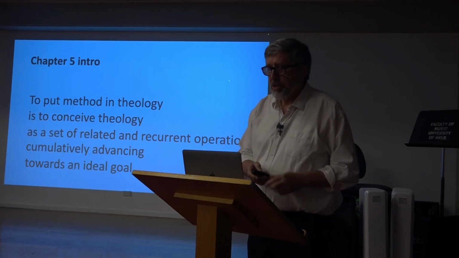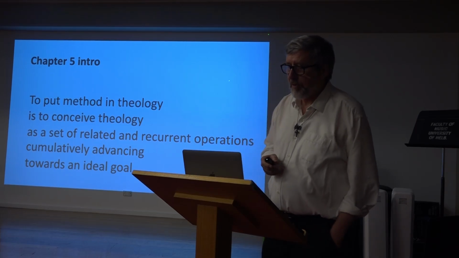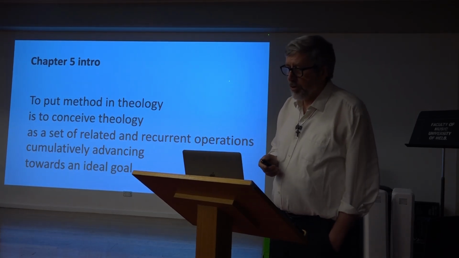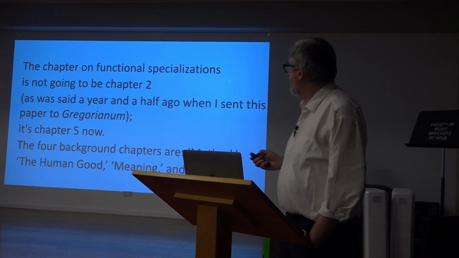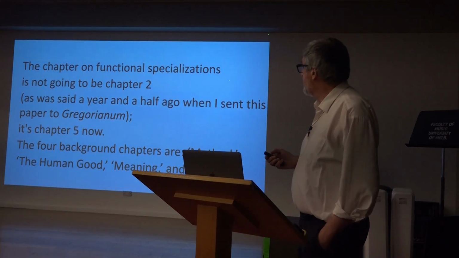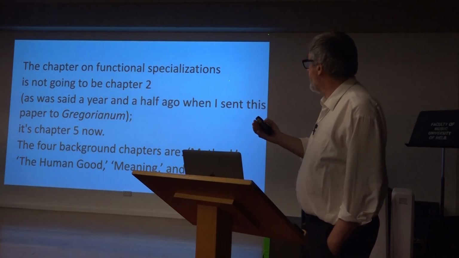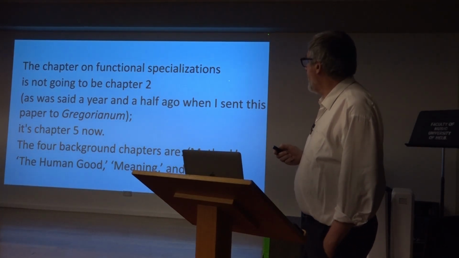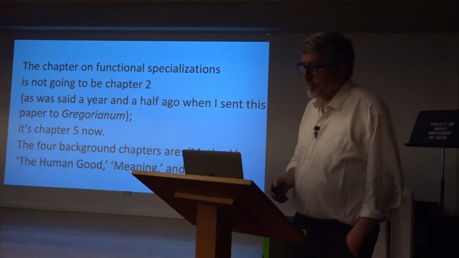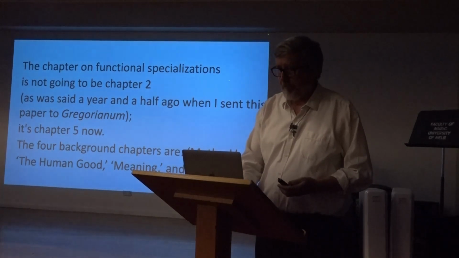Certainly Lonergan initially intended for this chapter on functional specialties to come earlier in the book. He says in an interview, the chapter on functional specializations is not going to be chapter 2 as he had planned when he sent the paper to the Gregorianum. It's chapter 5 now, and it has the 4 background chapters. So that wasn't his original plan.